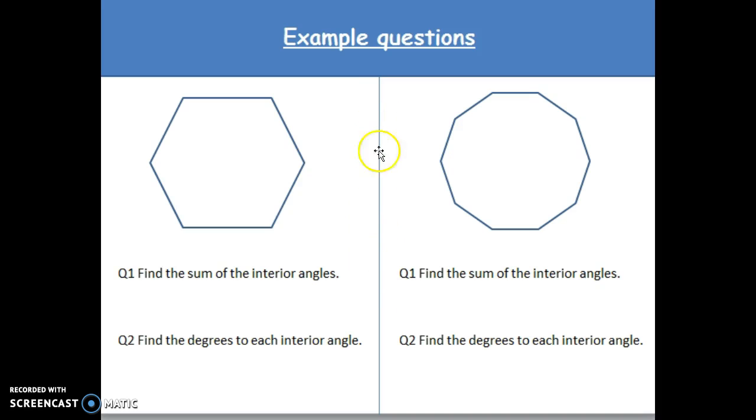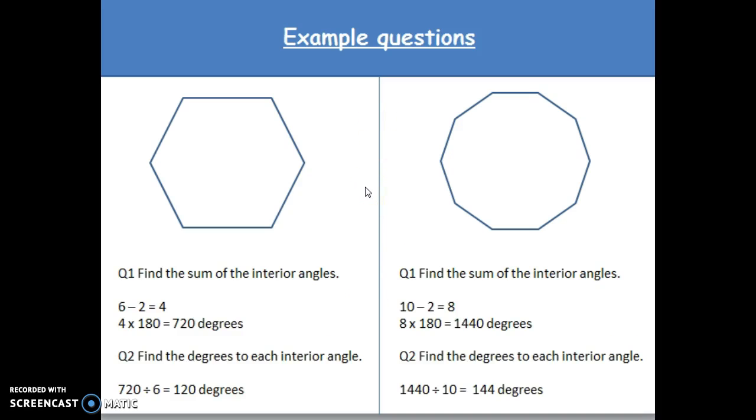So here are some example questions. Pause if you want to. Okay, so here are the answers. I kind of did the second way. So I counted the number of sides. 1, 2, 3, 4, 5, 6. And the very first question states, find the sum of the interior angles. So I have 6 sides, I take away 2, and I get 4. And I take 4 times 180 degrees, and I get 720.